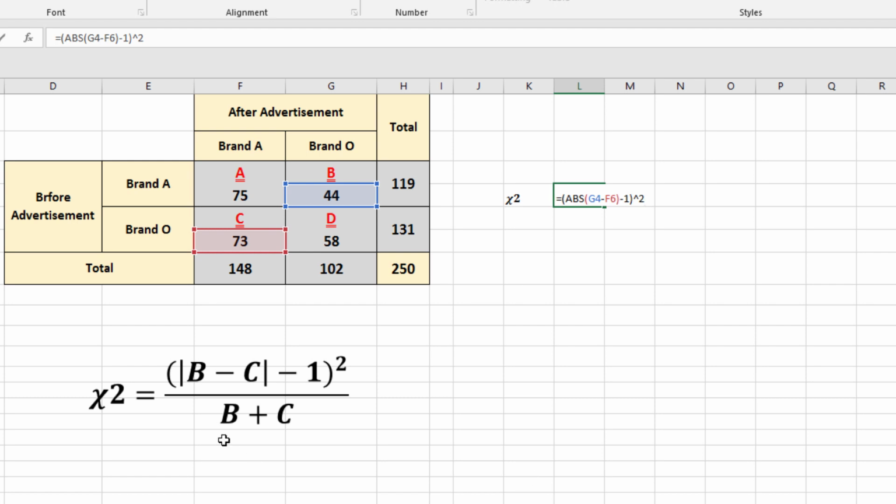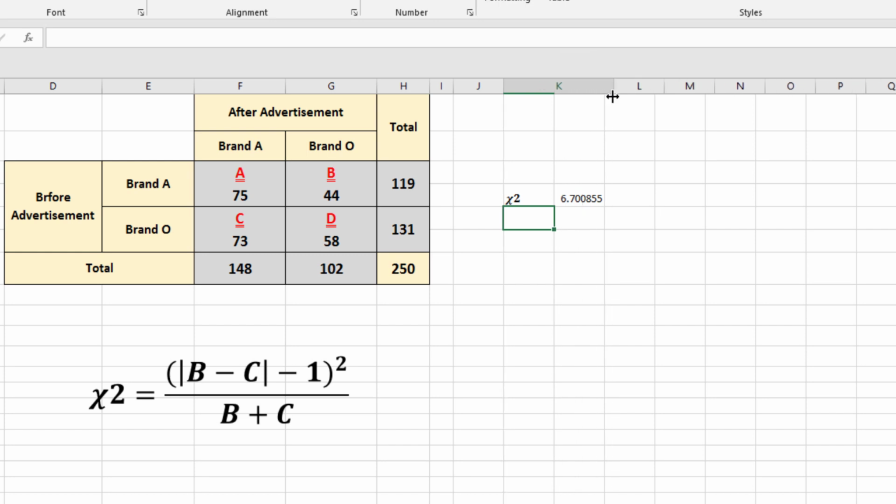Now this portion, the denominator, B plus C. So divided by, within bracket, B plus C. Okay. Now press the enter key. You can see 6.700855 is the chi-square value. That is the McNemar chi-square value, 6.700855. Got it? Now we need to calculate the chi-square critical value.